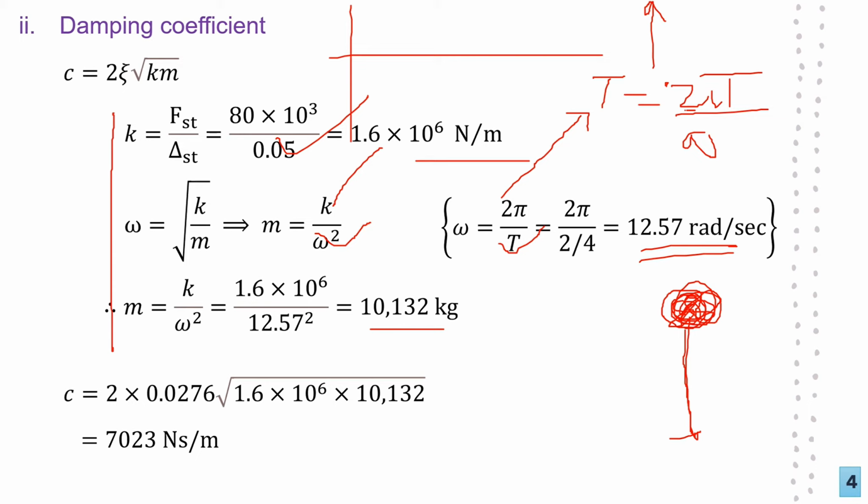Then the other part now is just to plug in the values. We have our damping ratio, xi. We have stiffness, we have the mass. You just plug in, you get the answer as 7023. This is the damping coefficient.